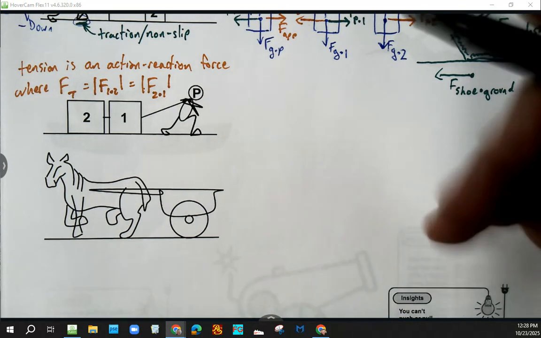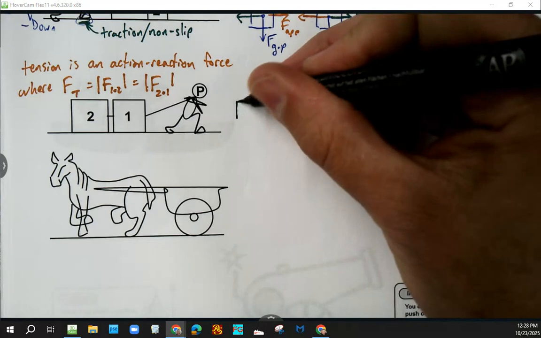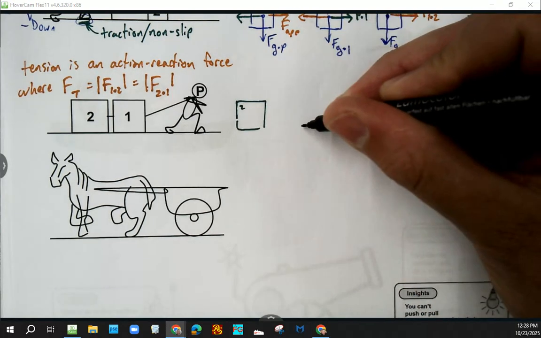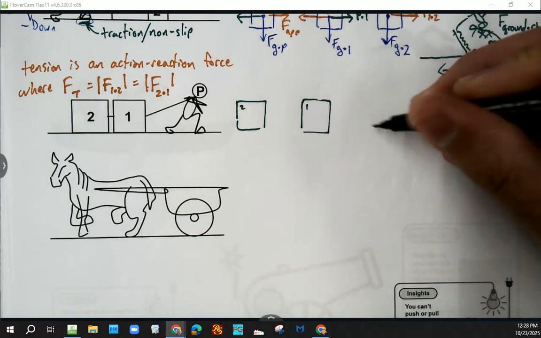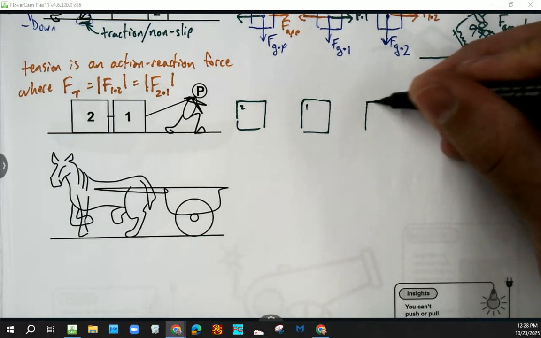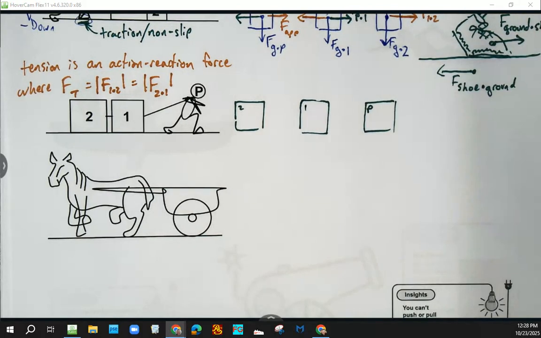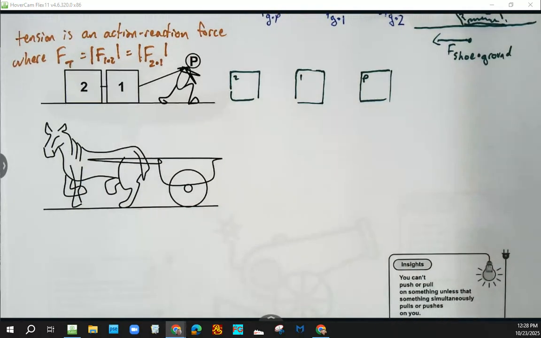Anyway, when I look at this situation, I want to free body diagram this thing out. I say, okay, that's box 2. That's box 1. Here's our person. P is for person. You can make P stand for anything. It could be pal, it could be Patrick, whatever you like, okay? It's a person, though.